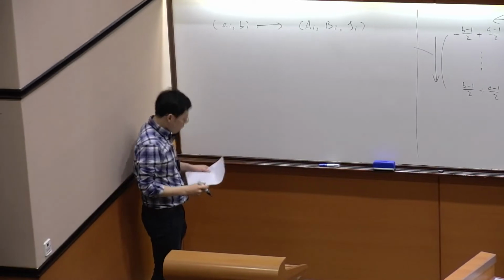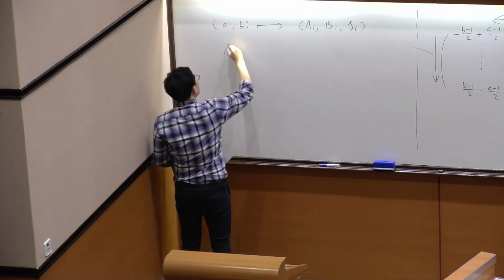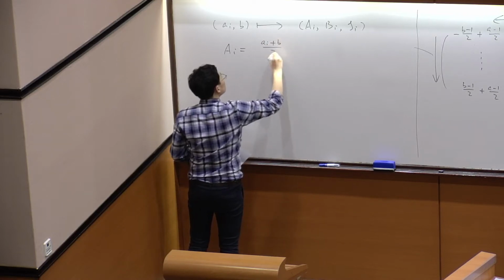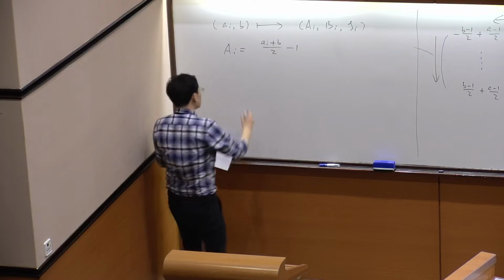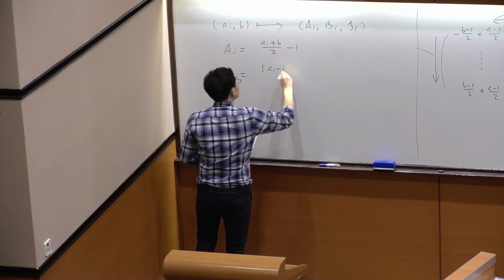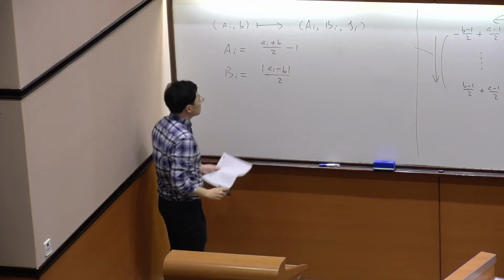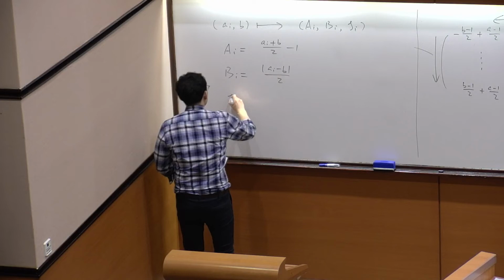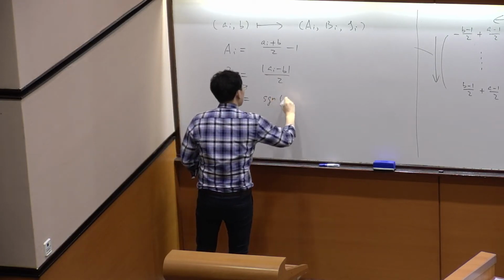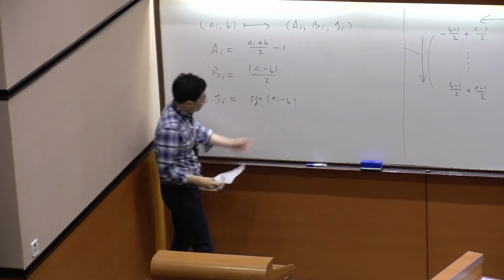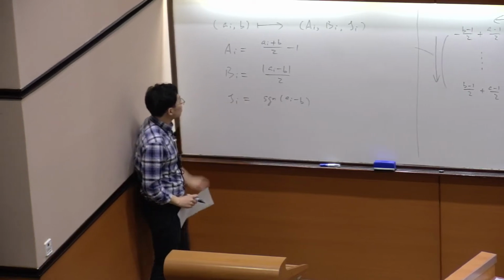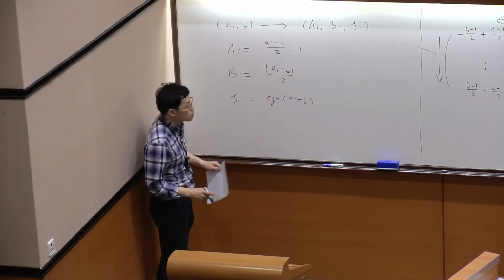So how to do the transformation? This capital AI is small ai plus b, halved, minus 1. And this capital BI is the absolute value of ai minus b, take 1/2. Since you take absolute value, you lose some information. So this ZI is going to be the sign of ai minus b. And in case ai is equal to b, you can take either plus or minus. It doesn't matter. So we turn this into these triples.